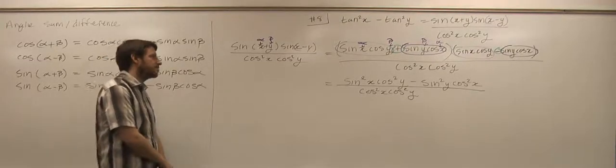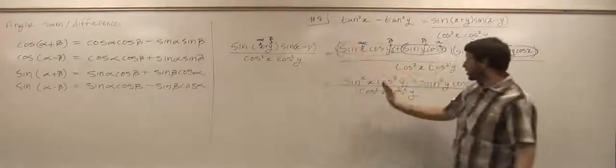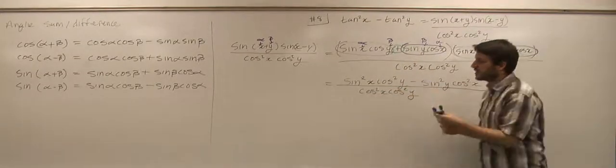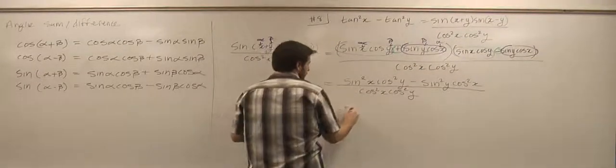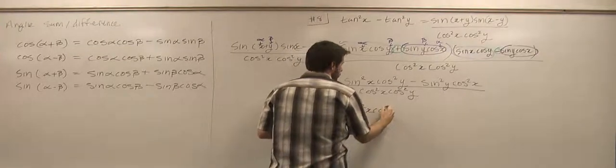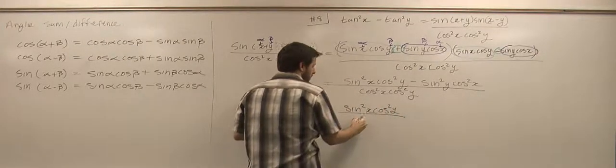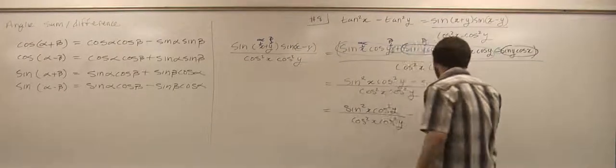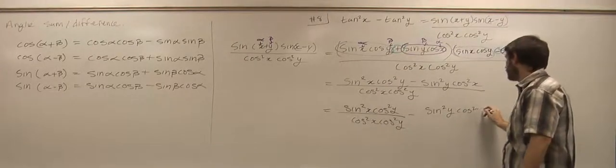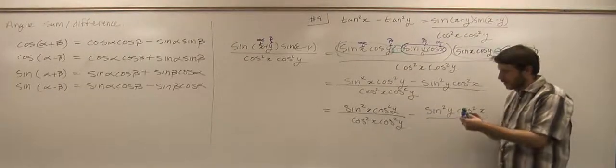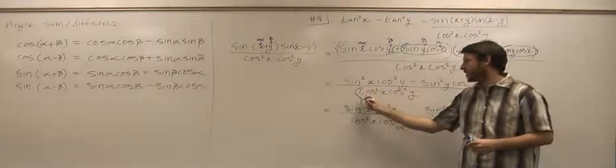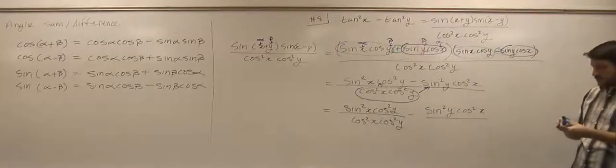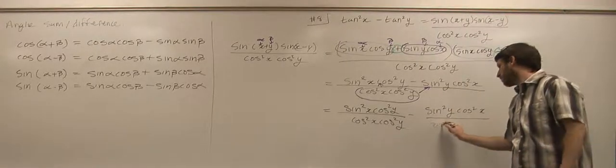And then you have to split it up, right? Since you're trying to get the tangent, you have a tangent minus a tangent, so you're going to want to split this fraction into two separate fractions. So sine squared x cos squared y over cos squared x cos squared y, minus sine squared y cos squared x over the same thing. Remember, you can split a fraction up. You just divide the denominator into both terms. So you put the cos squared x cos squared y underneath here as well.